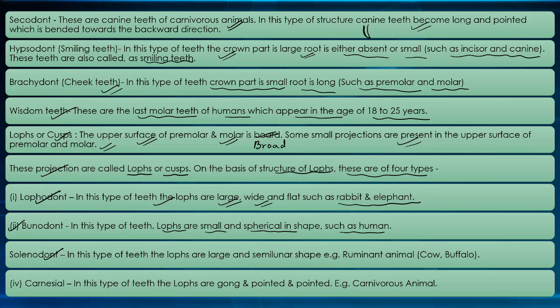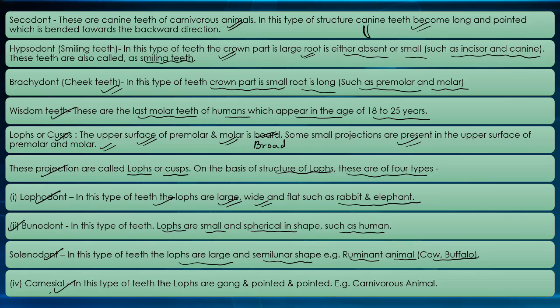Selenodont. In this type of teeth, the lobes are large and semilunar in shape. Example, ruminant animals like cow and buffalo. So selenodont is present in cows and buffaloes.